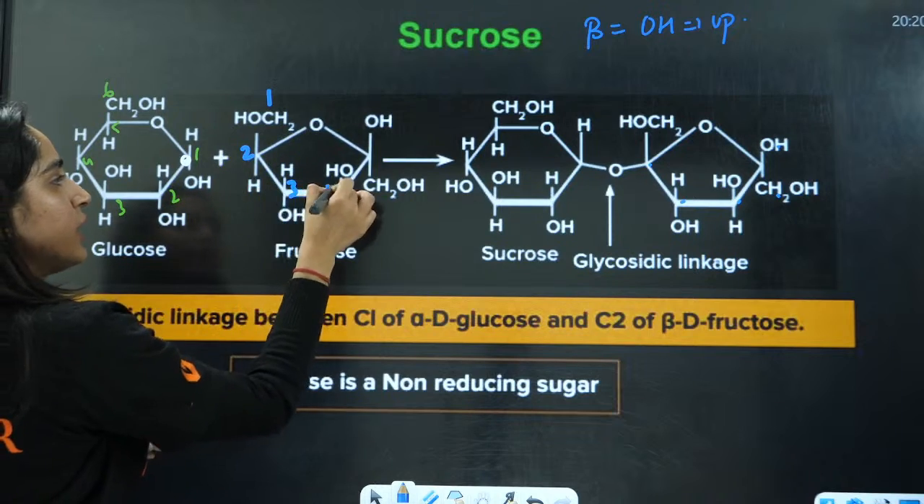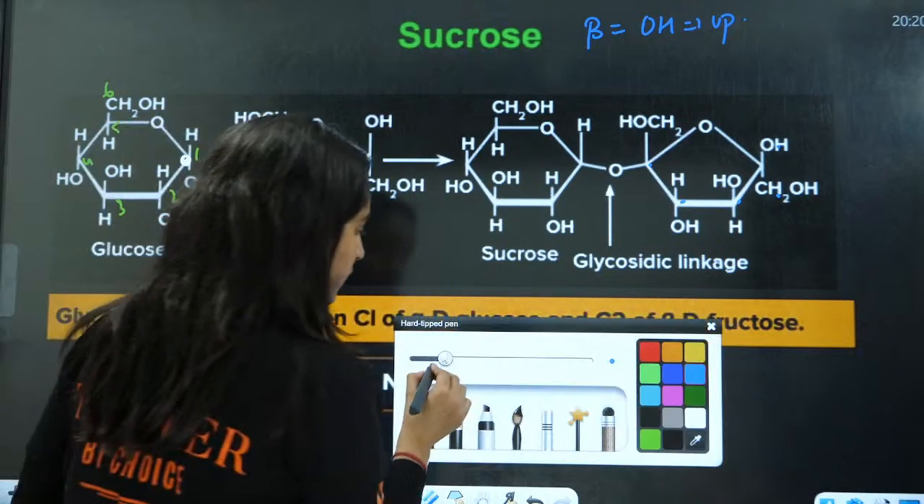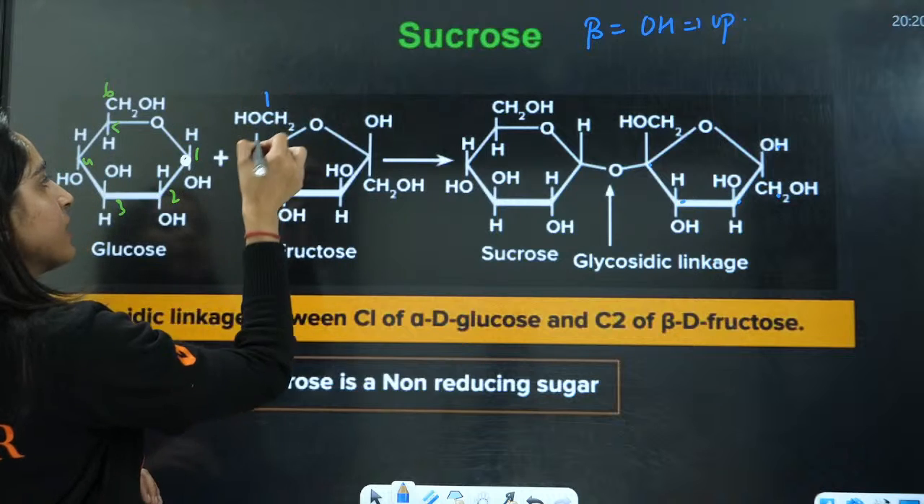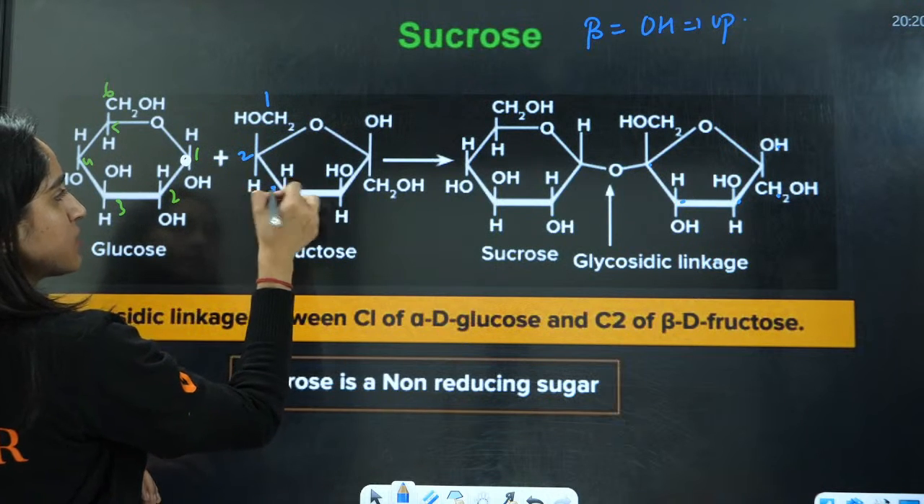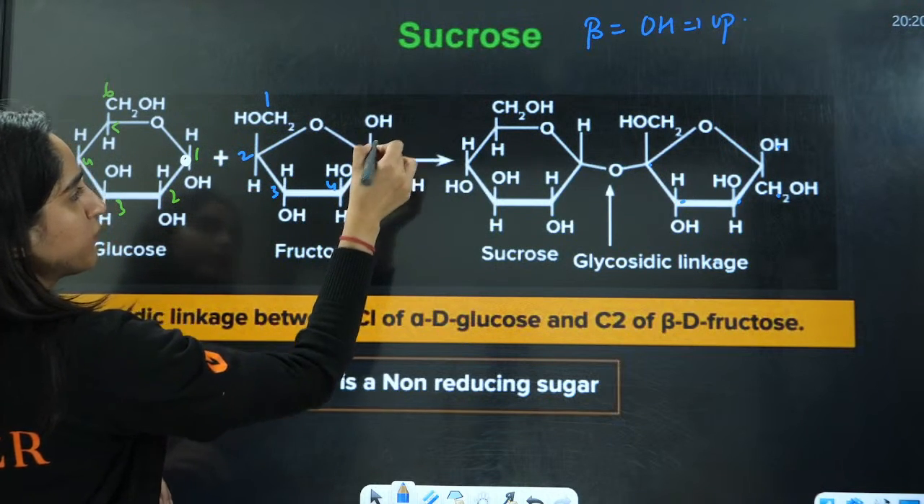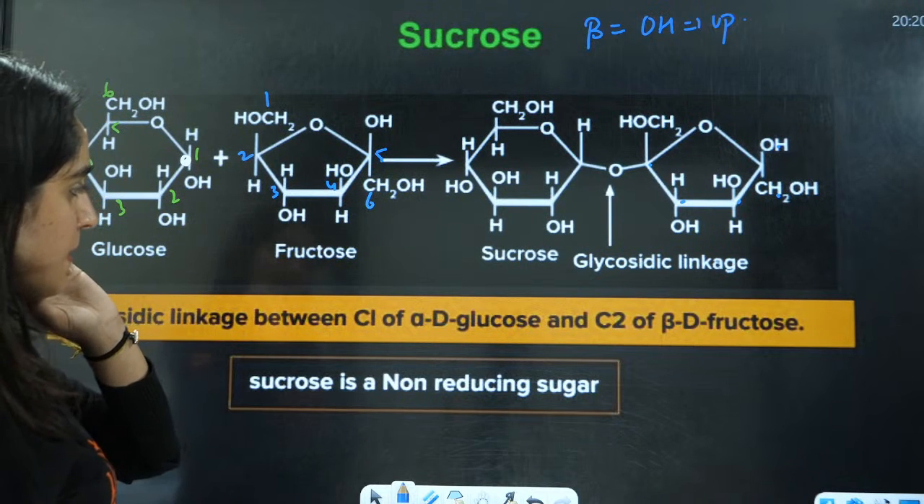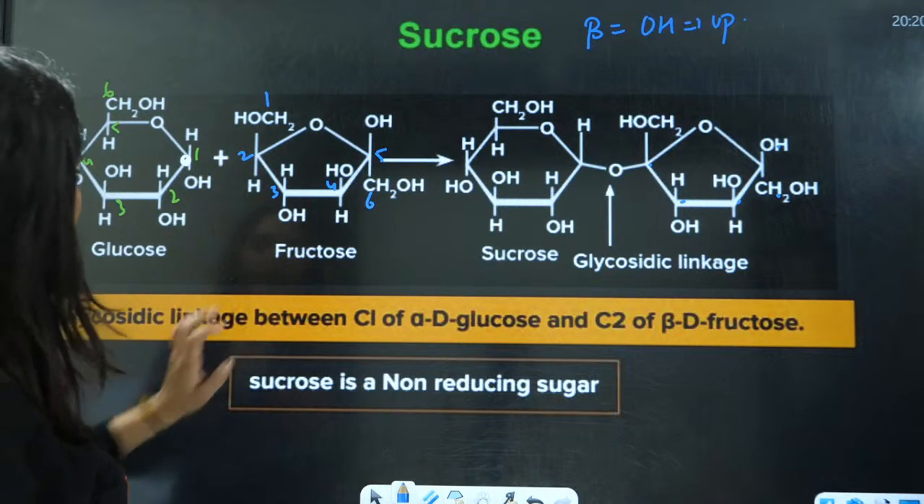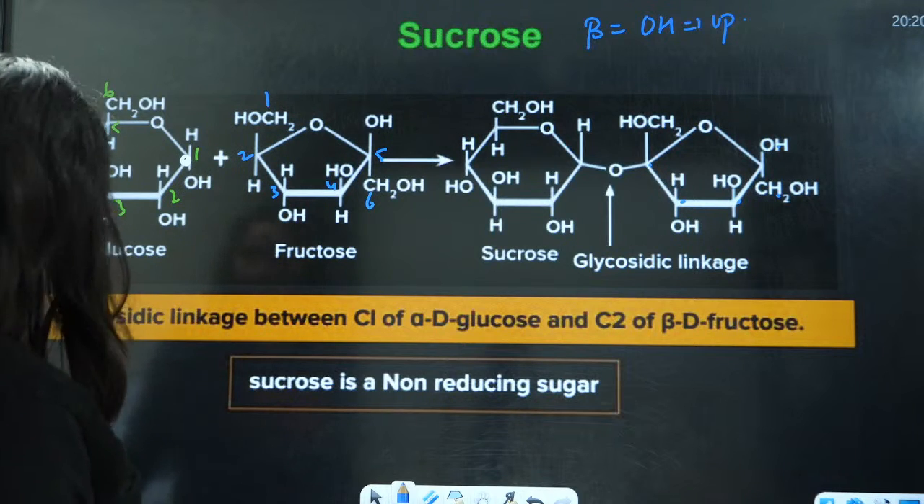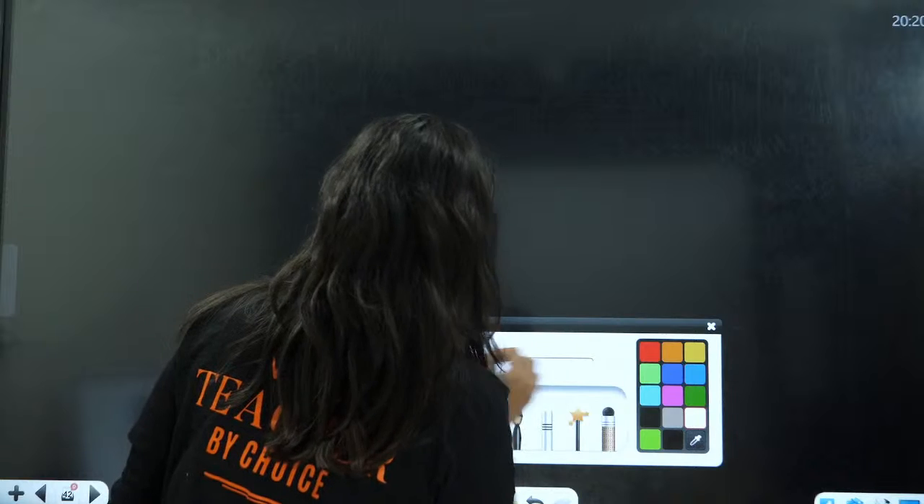1, 2, 3, 4. Okay? They have taken the counting like this. That is, this is 1, this is 2, this is 3, this is 4, this is 5, and this is 6. Right? So I'll just draw it for you. It is going to take time, but I'll draw it for you.